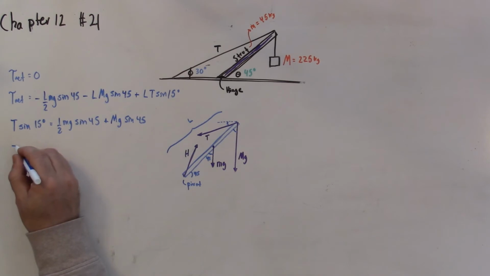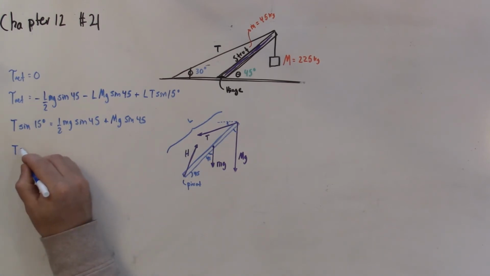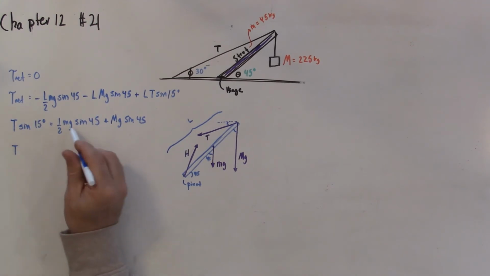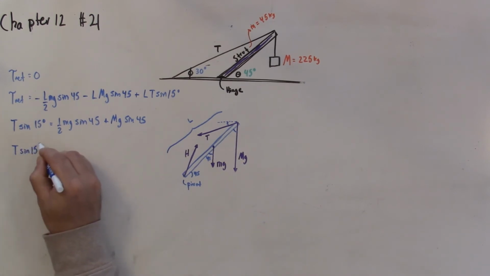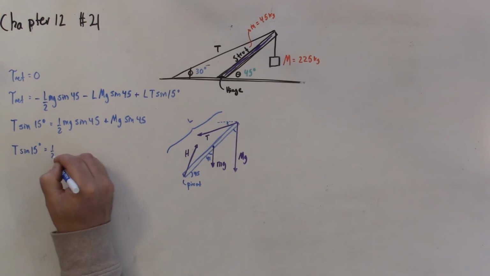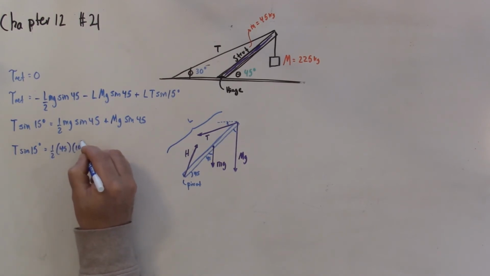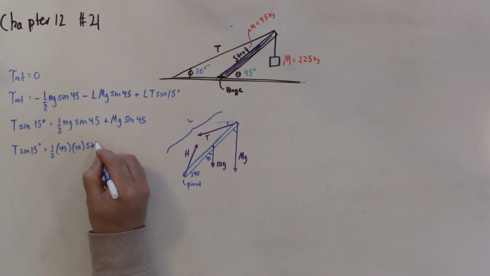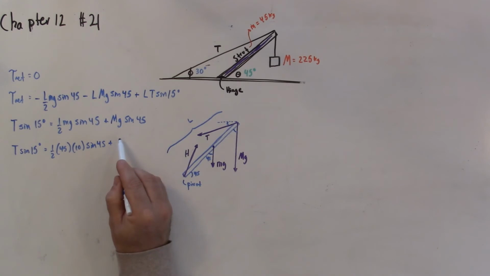And what I'm going to do here is I'm going to use 10 for this. So this is sine 15, 1/2, the little m is 45, I'm going to use 10, and the big one is, what, 225? 225.